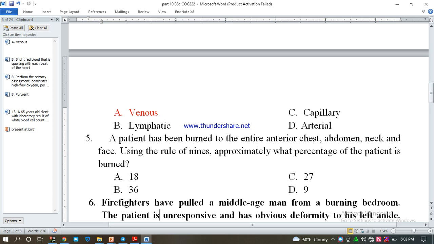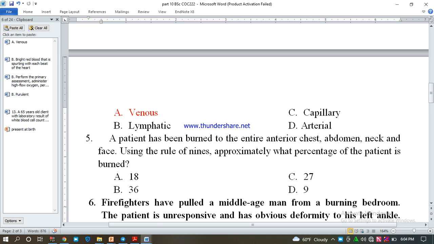Moving on to the fifth question: a patient has been burned on the anterior chest and abdomen, and also on the neck, head and face. Using the rule of 9, approximately what percentage of the total body surface area is burned? The size of a burn can be quickly estimated by using the rule of 9. This method divides the body surface area into percentages.